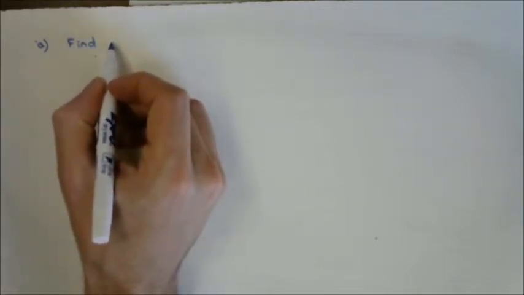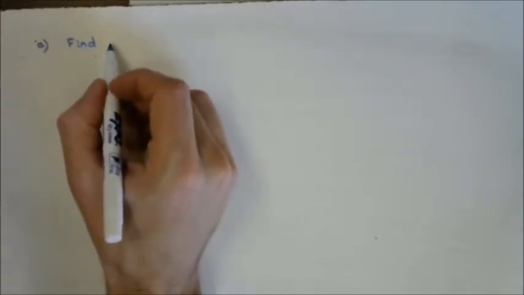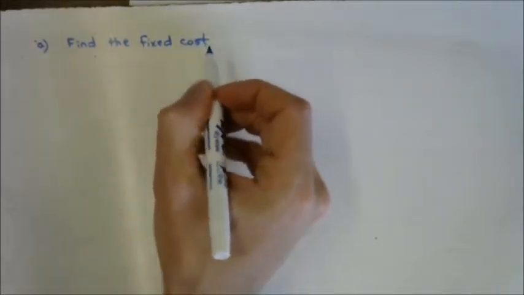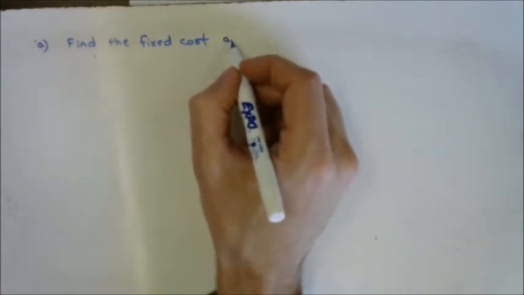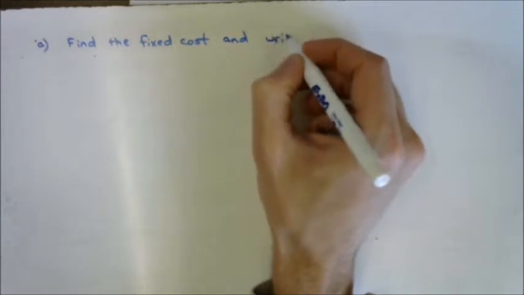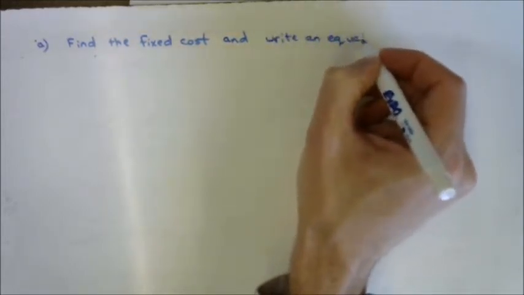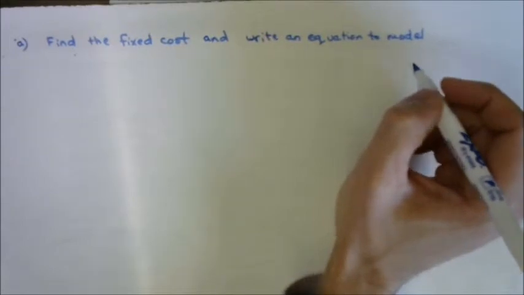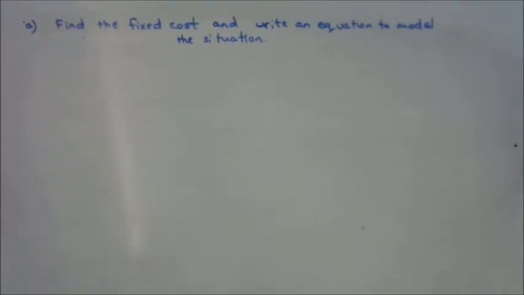The first thing that we're going to do, and your questions aren't labeled there, so go ahead and write A. Find the fixed cost and write an equation to model the situation. So what we're going to do is find the fixed cost.